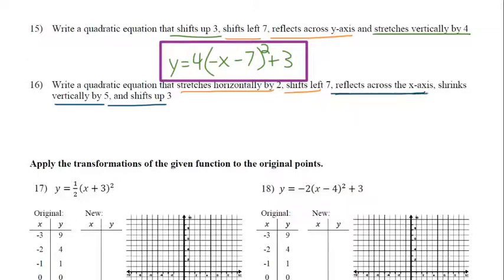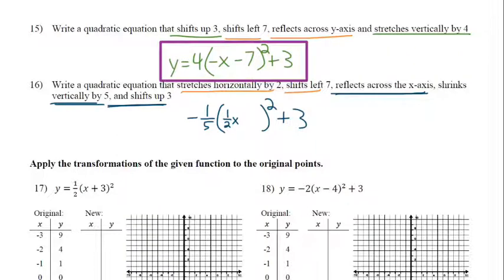So I need to reflect across the x, so that means a negative on the outside. And I need to shrink vertically by 5, which means divide by 5 on the outside. And last but not least, I need to shift up 3, so that's a positive 3. Okay? Then on the inside, we're going to stretch horizontally by 2. So I need to divide by 2. And so you can say either 1/2 x, or you can say x over 2. Alright, personally I like the 1/2 x better, but it's whatever you want to do. Okay, that's to stretch horizontally.